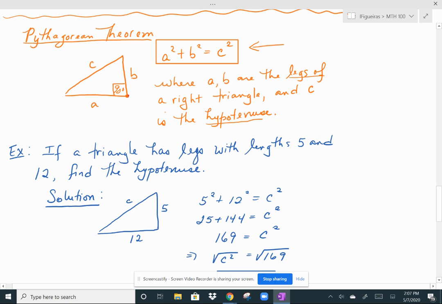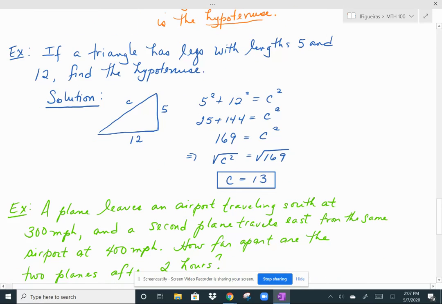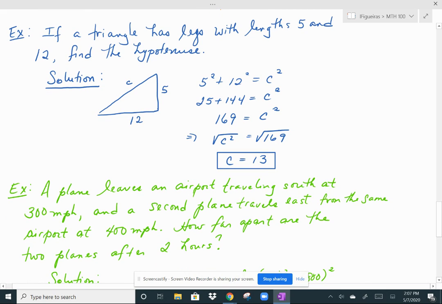Okay, so let's use that theorem in order to solve a few problems. It says if a triangle has legs with lengths 5 and 12, find the hypotenuse. So I drew a picture here. It doesn't really matter where you put the 5 and the 12 as long as they meet in this 90-degree angle. So in other words, you could have written the 5 here and the 12 here. It won't make a difference in terms of your computation. We need to solve for the hypotenuse, so I'm just going to call it C. You could really call it anything you want.